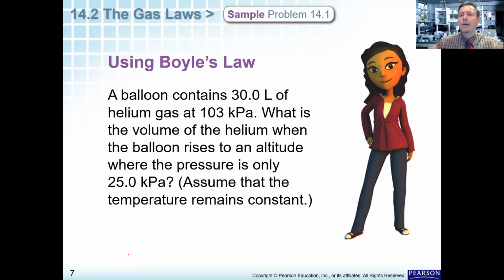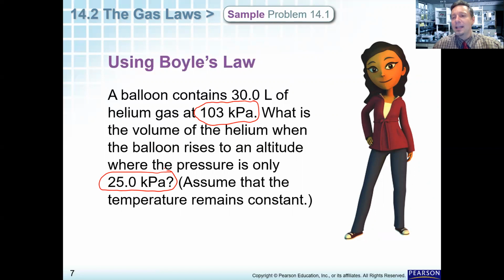So let's look at an example problem. How can you solve a Boyle's Law problem? A balloon contains 30 liters of helium gas at 103 kilopascals. What is the volume of the helium when the balloon rises to an altitude where the pressure is only 25 kilopascals? So you went from 103 kilopascals down to 25 kilopascals. Assume you're in a balloon, so you're not adding any more gas, you're not adding moles. So that's held constant, and assume the temperature is the same.